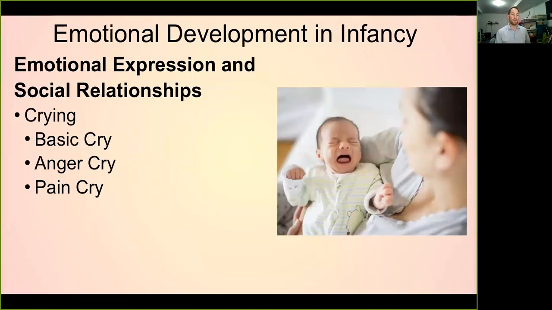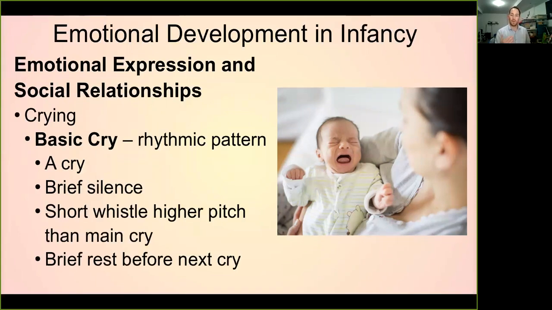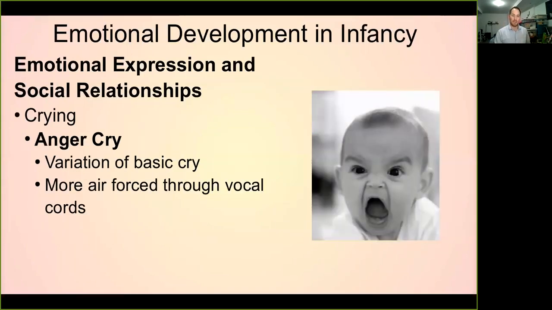All right, so emotional expressions in social relationships are really important. So seeing an adult's emotions as you're talking to them. For an infant, there are different kinds of crying that they do. So basic cry, anger cry, pain cry. If you're around an infant frequently, you will probably recognize that, oh, they're hungry or, oh, they're mad about something. So a basic cry in research is usually a rhythmic pattern. It's a cry with a brief silence, and then a short whistle that's a little higher pitched than the main cry, and then a brief rest before the next cry. Anger cry is a little bit different. It's got a lot more forceful air through vocalizing.